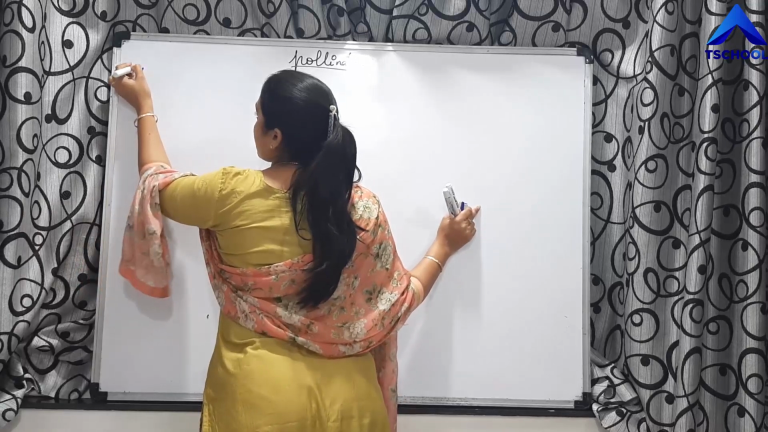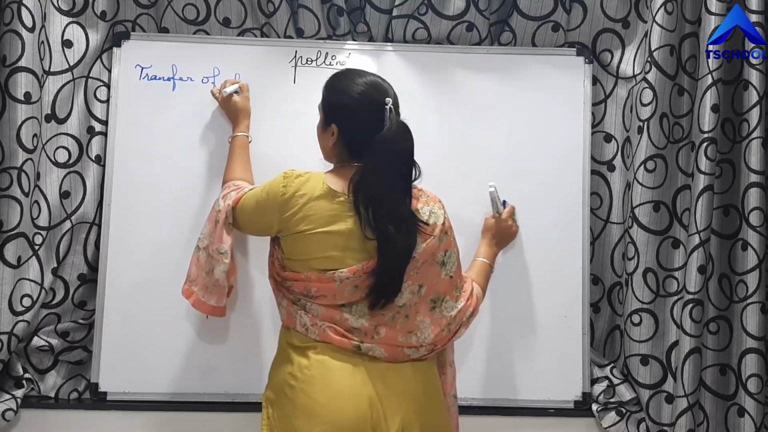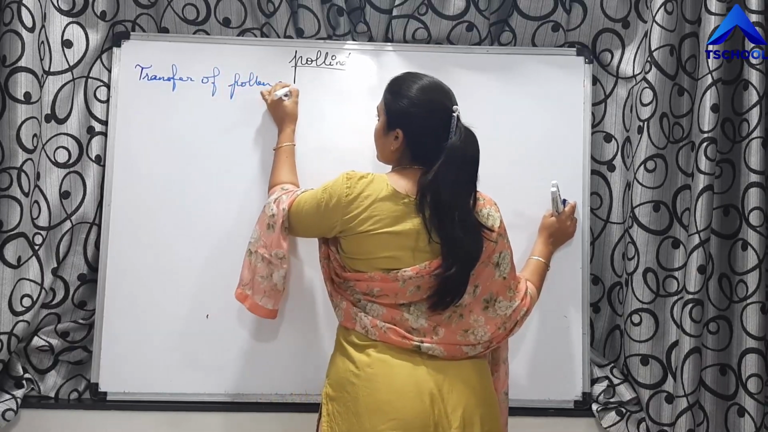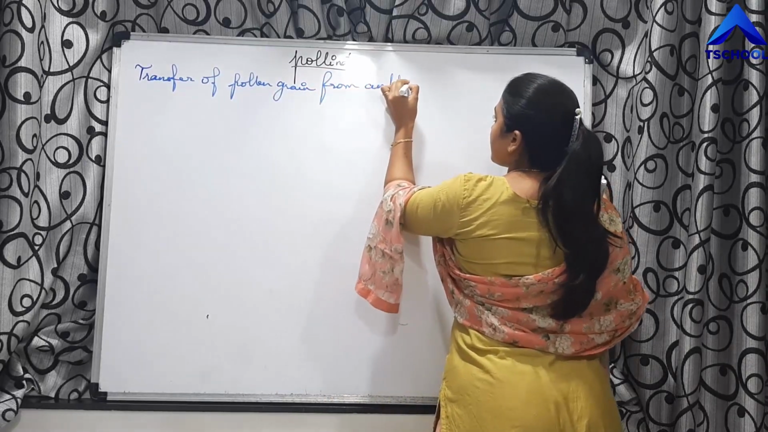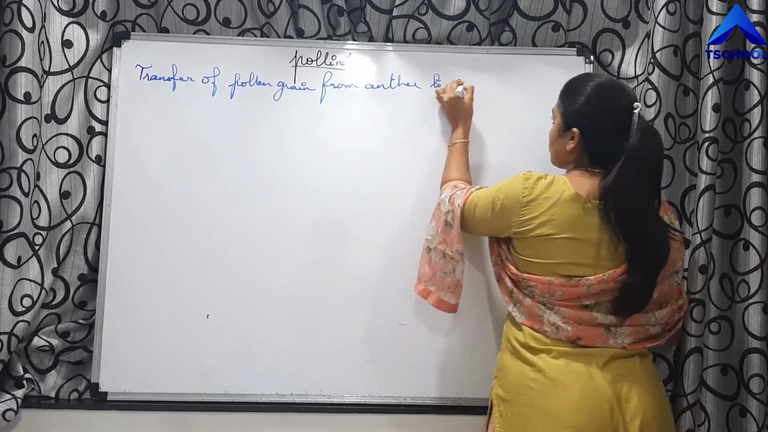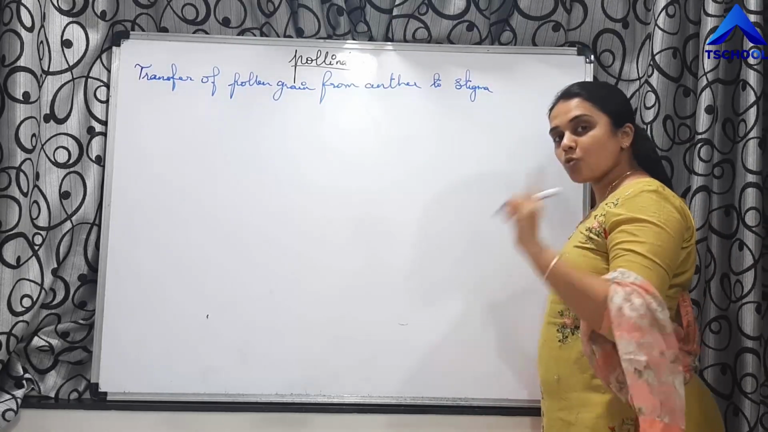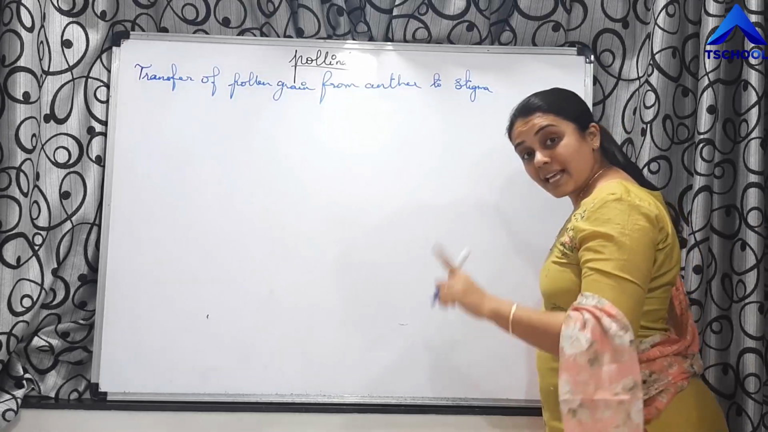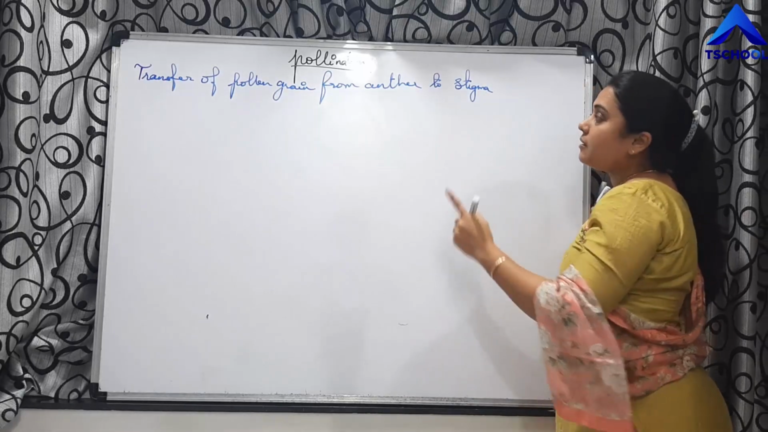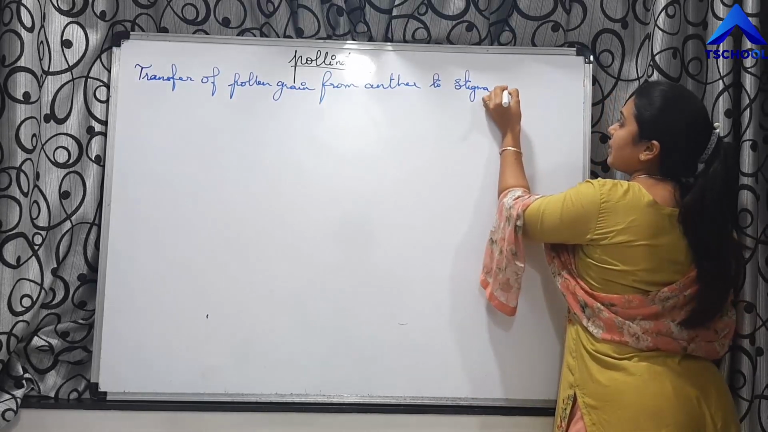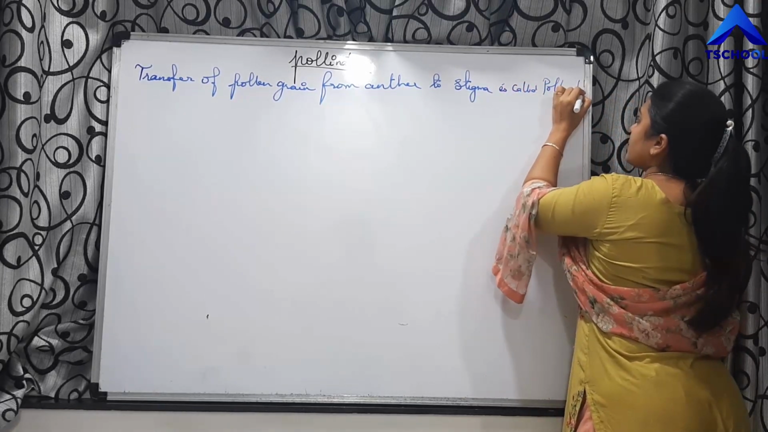What is pollination? Transfer of pollen grain from anther to the stigma. Stigma possesses ovary. Ovary possesses ovule. Ovule possesses embryo sac, and embryo sac possesses egg. So transfer of the pollen grain from the anther to the stigma is called pollination, right?